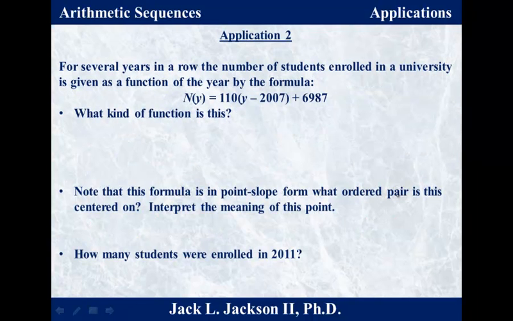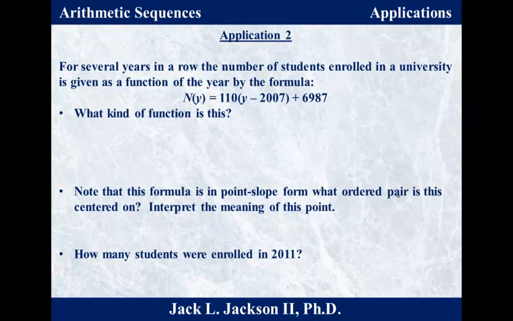Alright, here's another application. For several years in a row, the number of students enrolled in a university is given as a function of the year by the formula n sub y equals 110(y minus 2007) plus 6,987. What kind of function is this, and how do you know? And what do these numbers have to do with anything? What's the 110? What's the 2007?